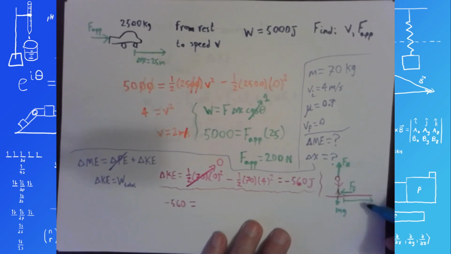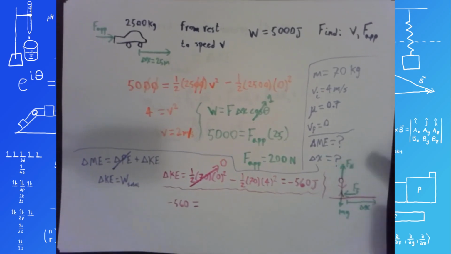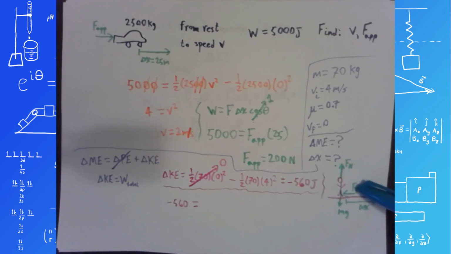So that is, I probably should have used a different color for it so that we don't mistake it for one of our forces, but that's your displacement. Normal force and gravitational force are going to do zero work because they make a 90-degree angle with the displacement. So 0 from normal force plus 0 from gravitational force plus the work from the friction force equals the total work.